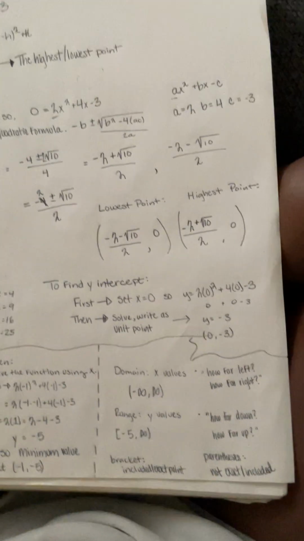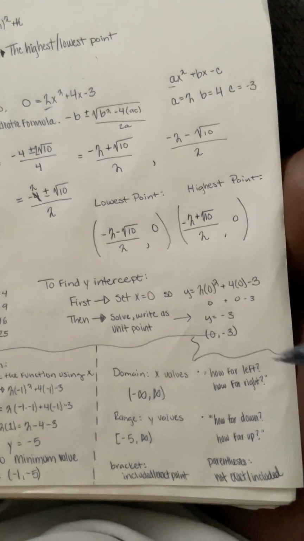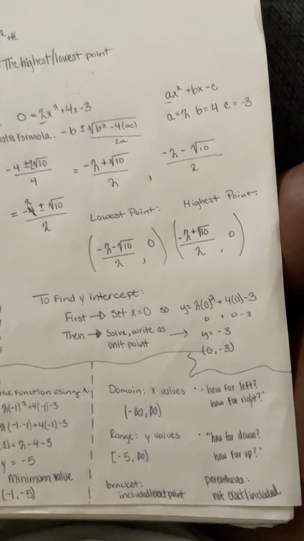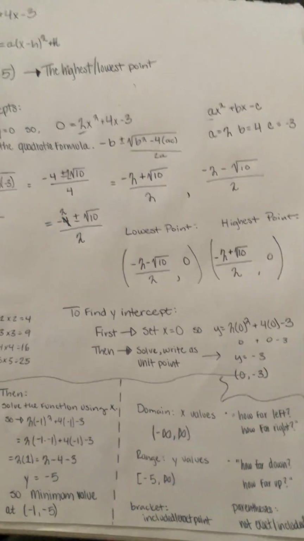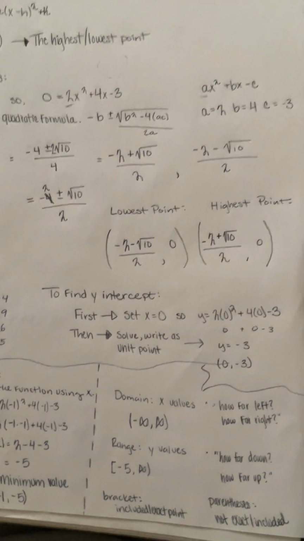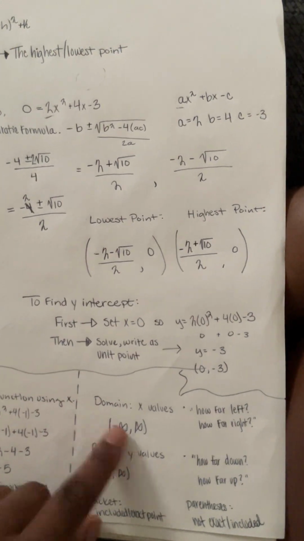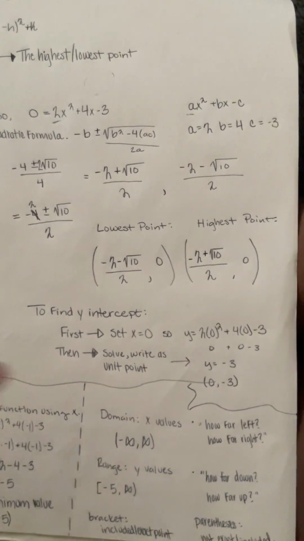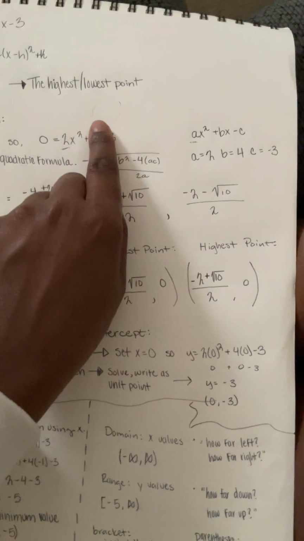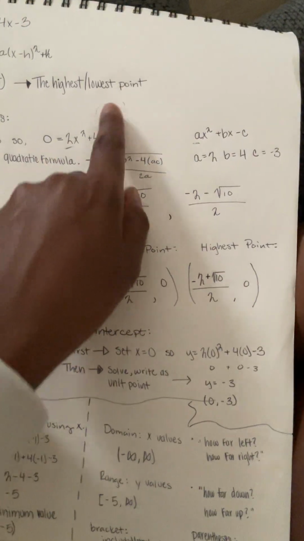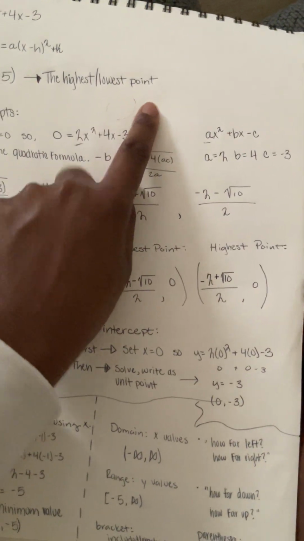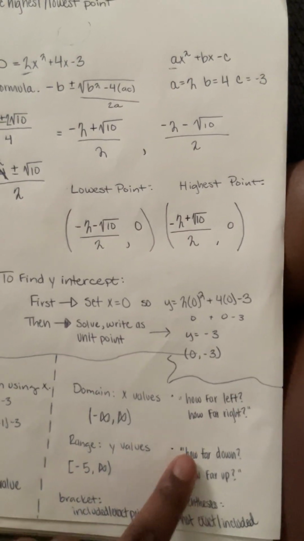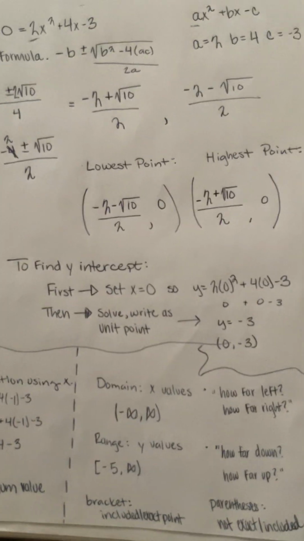Perfect. Now, it wants us to find the domain and range. Remember that domain and range is just a fancy way of saying x values and y values. They are asking about the ranges on the graph. For the domain, you're asking how far left does the graph go, and how far right? Because our graph looks like a U, we know that it's going to keep expanding left and right forever. But our range asks how far down and how far up.